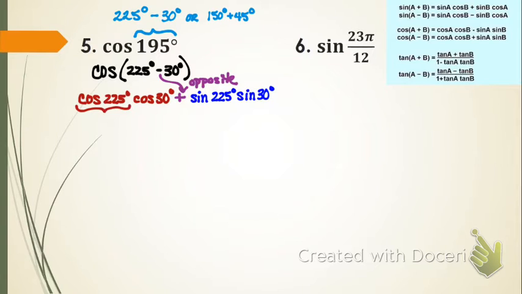225 is in what quadrant? Third quadrant. So what do you know about the cosine values in the third quadrant? They are negative. So I've got negative root 2 over 2. Cosine of 30 degrees. Positive. Square root of 3 over 2.